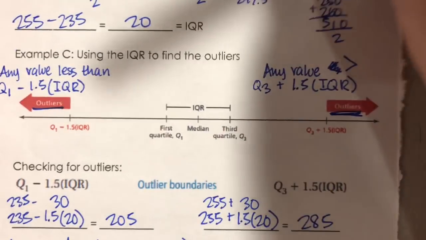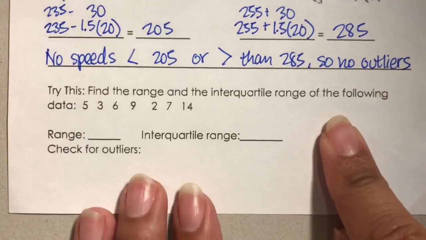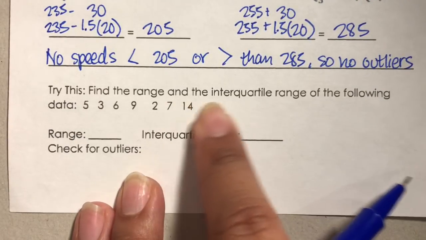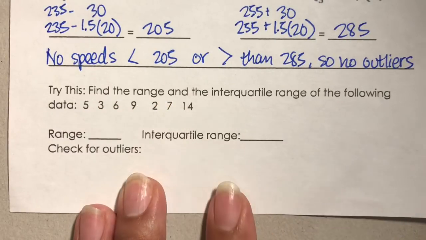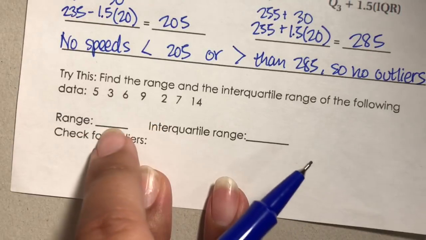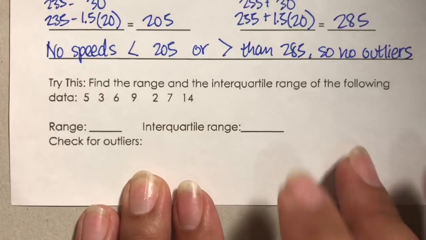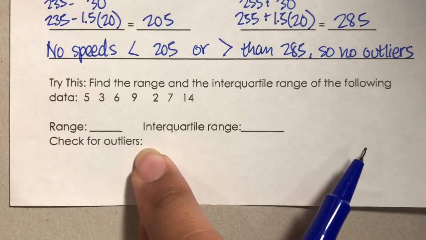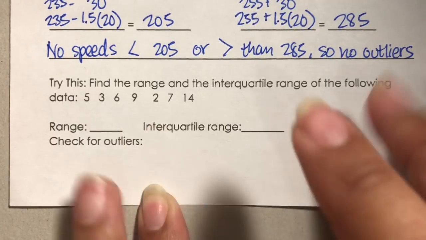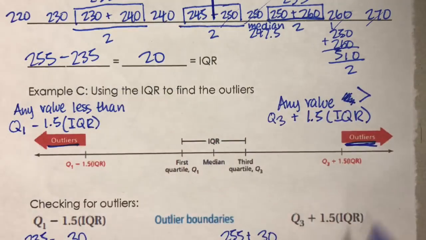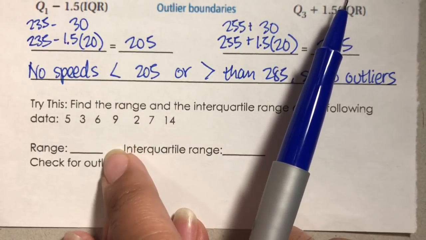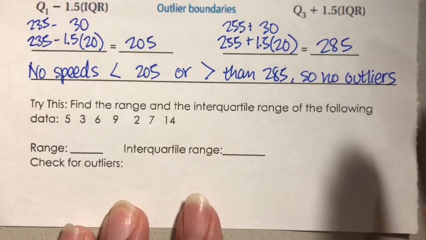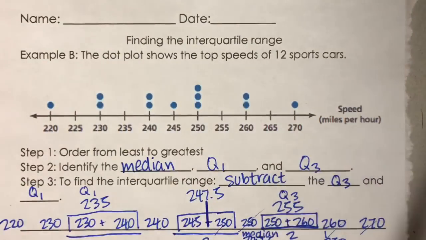Okay, so now that we've reviewed all of that, I want you to try this on your own. Find the range and the interquartile range of the following data: 5, 3, 6, 9, 2, 7, and 14. You can write down your range here and the interquartile range. And I want you to check for outliers. If you need to remember how to check for outliers, check this part of the notes. If you need to remember how to find the range, go to part 1 of the first video. And the interquartile range is also here in this part of the notes.